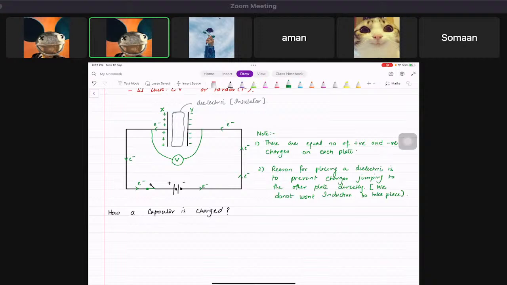So here we get a voltage V and the supply voltage was V naught. So what we're really doing is we are redistributing, picking electrons from one plate X and redistributing the same number of electrons to the other plate Y. Is it clear? Yes, sir.